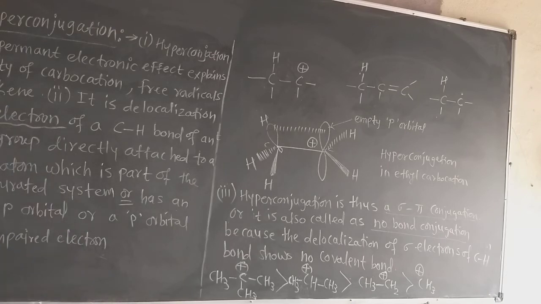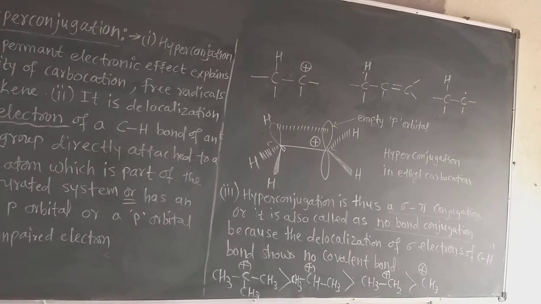The contributing structures involve the delocalization of the sigma electron of the CH bond, which shows no covalent bond. So it is also called the no bond resonance. The effect of hyperconjugation is usually stronger than the inductive effect. Now this is about hyperconjugation.